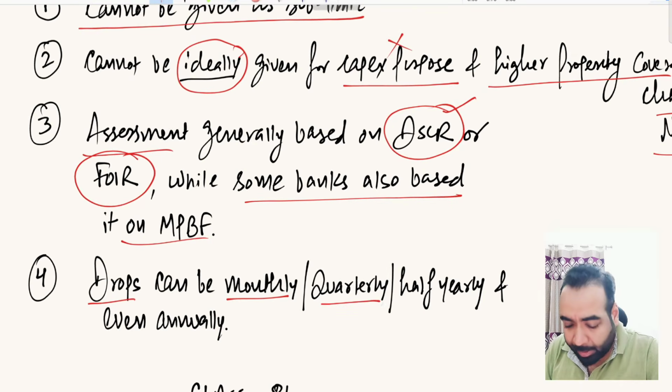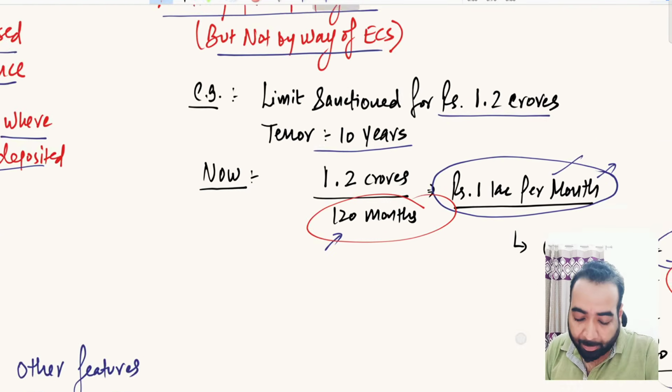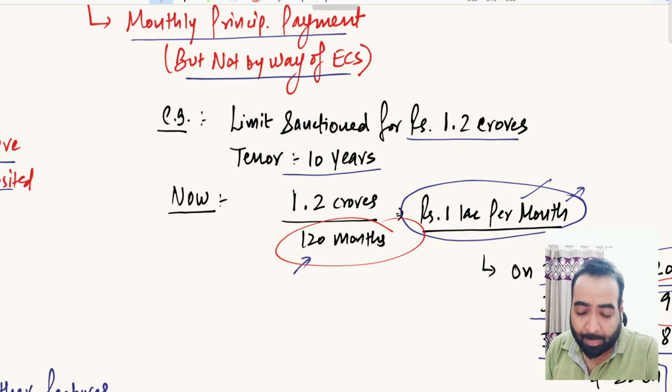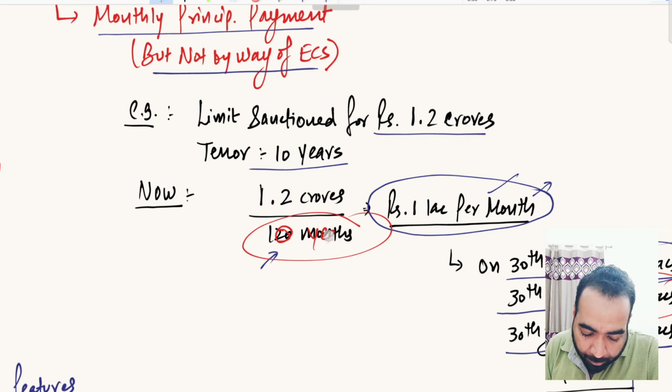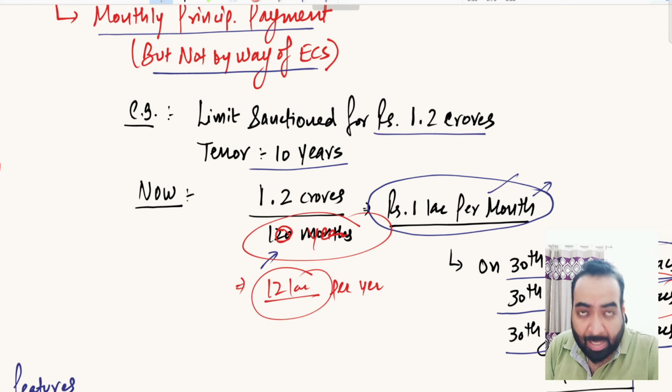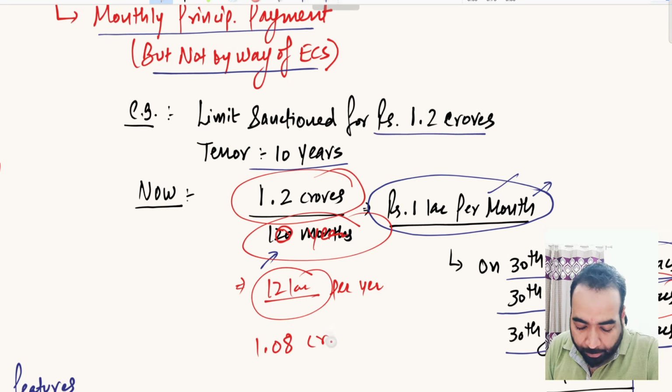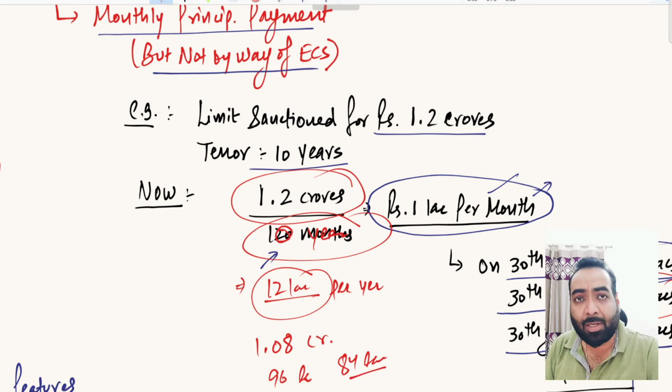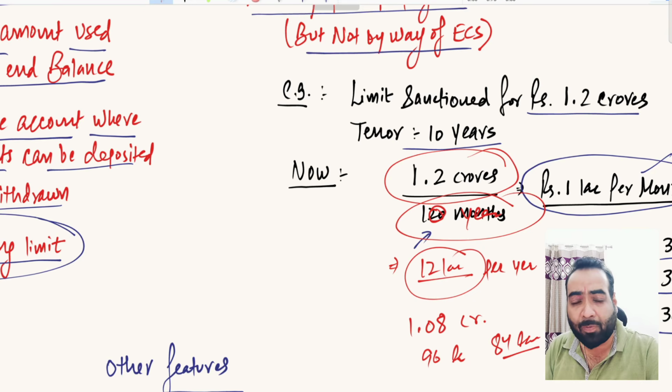So the monthly drops in the limit that we have discussed here, it can be monthly, it can be quarterly as well, it can be half yearly, and it can be annual as well. There can be a provision that instead of monthly drop in the limit, there is only yearly drop. So if 1.2 crores is divided by 10 years, so 12 lakh rupees per year will be the drop. So you will be able to use 1.2 crore for the full year, but in the next year, after the end of 12 months, your limit will be reduced to 1.08 crores, then 96 lakhs, then 84 lakhs, and similarly so on, right? So you can manually decide whether you want to mark the drops monthly, quarterly, half yearly or yearly. In most of the cases it is marked monthly only.